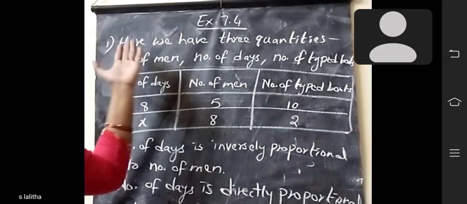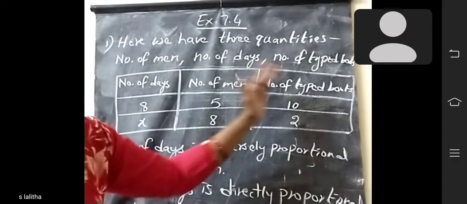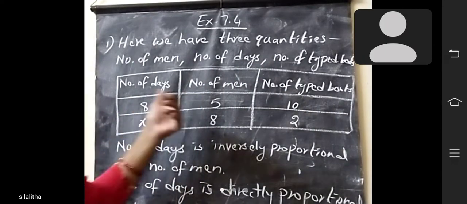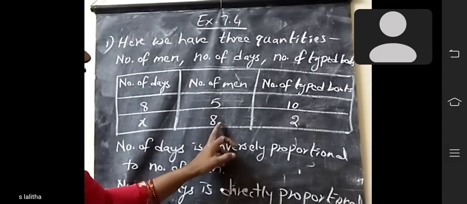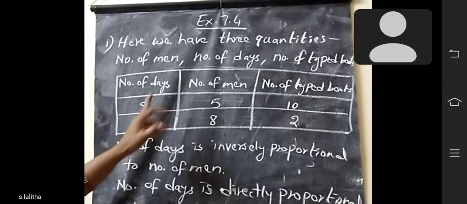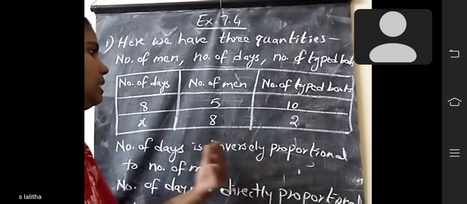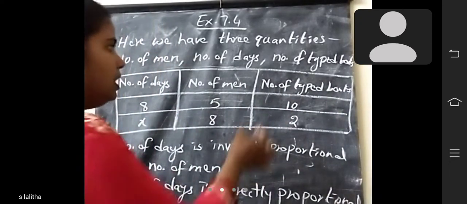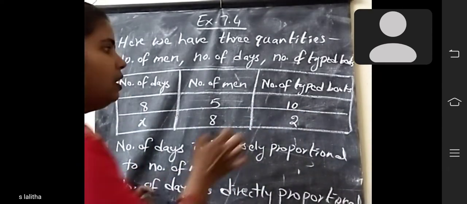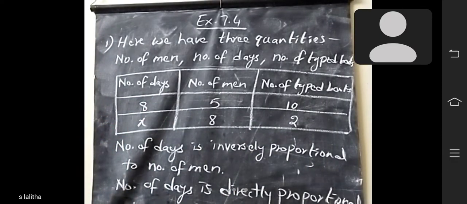Just you should write what are the quantities given in the question. Okay, next, number of days, number of men, number of typed books, you should write in the table. So for 8 days, 5 men. That means here 5 members are working in 8 days. Next, here 8 members are working. Number of days will be decreased. So it is inverse proportion. Number of days is inversely proportional to number of men. And number of typed books and number of days. Here 10 books for 8 days. And 2 books. That means here decrease. For number of days also it will be decreased. So it is directly proportional. Okay, did you understand up to here right now?